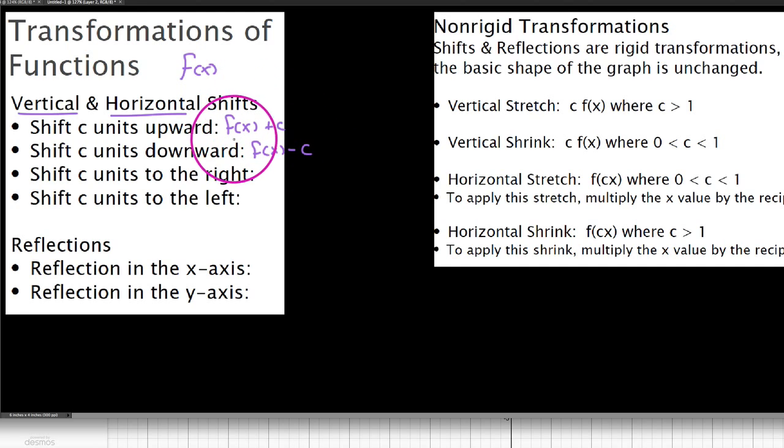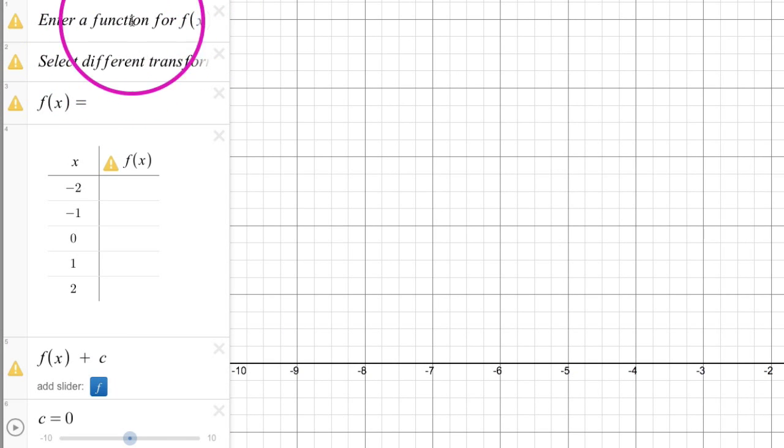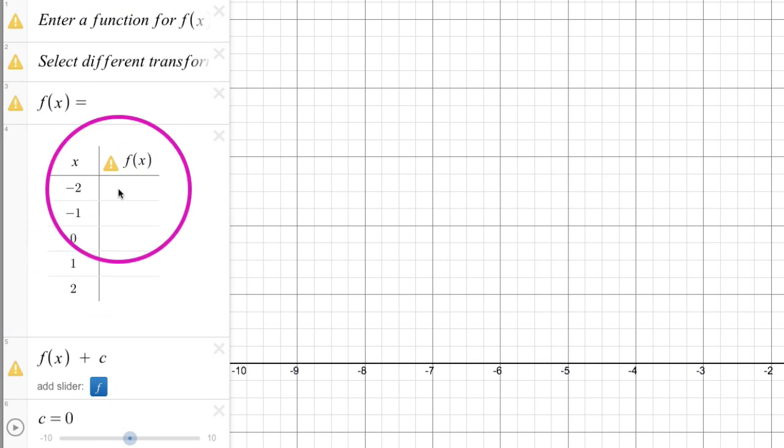Now recall that our f values, our function values, are really the same thing as our y values here. So what would happen to a function if you took all of its original y values and added some constant to it? So what I've got is this tool over here where I say enter a function for f of x and select different transformations on the left over here.